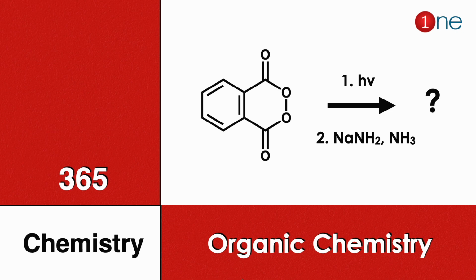Organic chemistry questions for you. Here you have benzene and you have another ring with a carbonyl and a continuous oxygen bond, and you are using light and sodamide and ammonia. You should find what will be the final product.